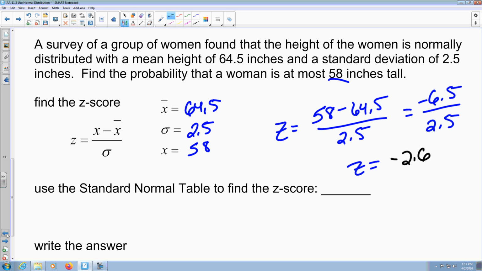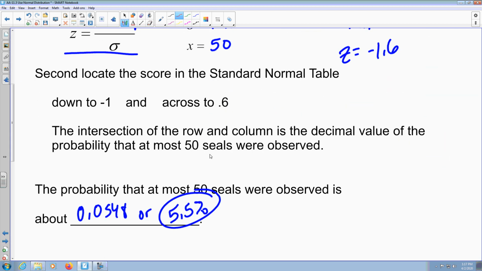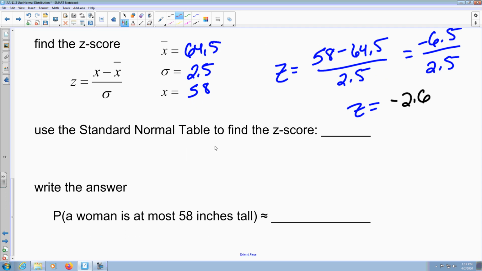Now I have to go find negative 2.6 on here. Negative 2 is right there, and 0.6 is right there. Where they meet, it's going to be 0.0047. So I can say with the table, it's going to be 0.0047. So the probability of this is going to be 0.47%. If you round it to 0.5%, then that would make sense as well.